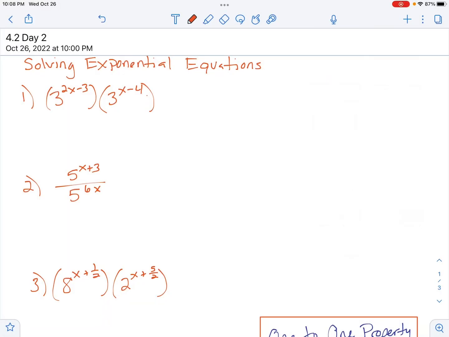So today we're going to look at solving exponential equations. These first two should look fairly familiar. These are with our exponent rules. Instead of having variables as the base, now we have numbers as the base, but it's the same rule.